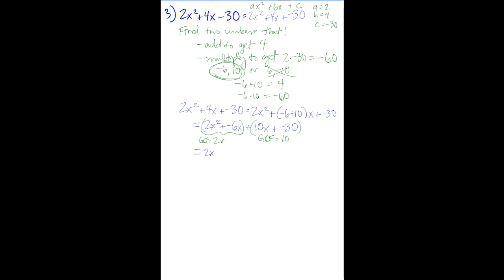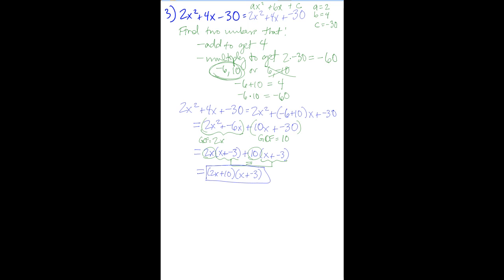If I pull a 2x out of this first group, 2x squared divided by 2x is x. Negative 6x divided by 2x is negative 3. 10x divided by 10 is just x. And negative 30 divided by 10 is just negative 3. So I need to double check. Are these two bits exactly the same? And in fact they are. They're equal. So that's excellent. Now I can just add the two coefficients. So now I get 2x plus 10 times x plus negative 3. And I can't factor that any further. So I'm done with that one.